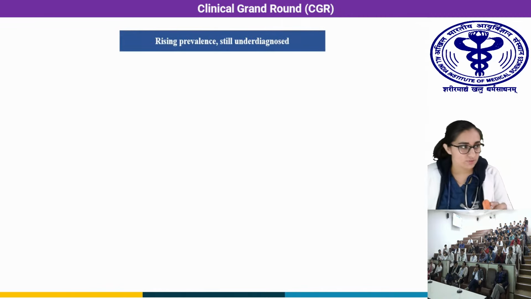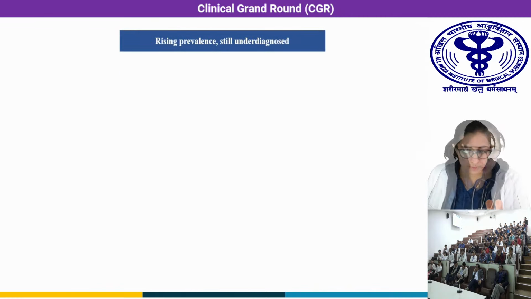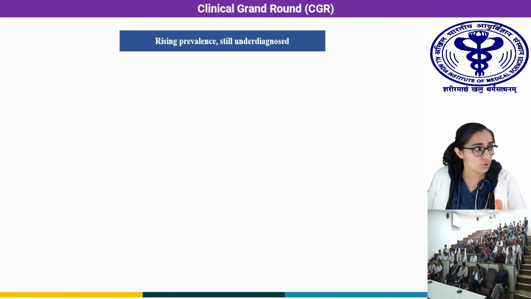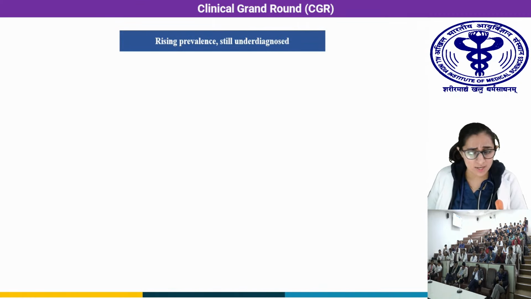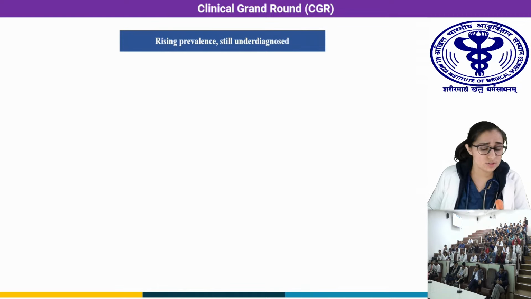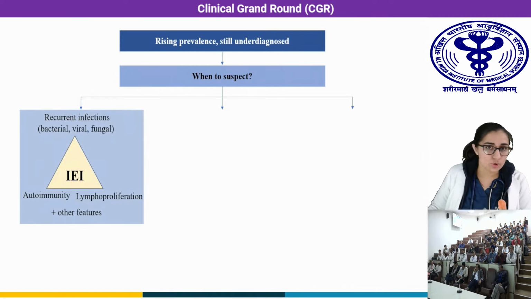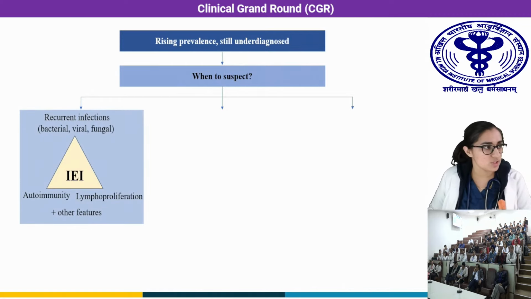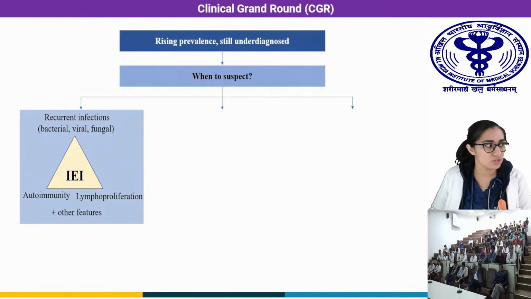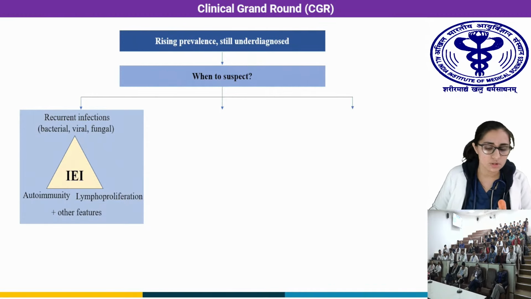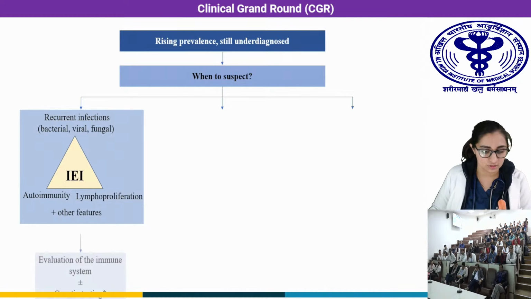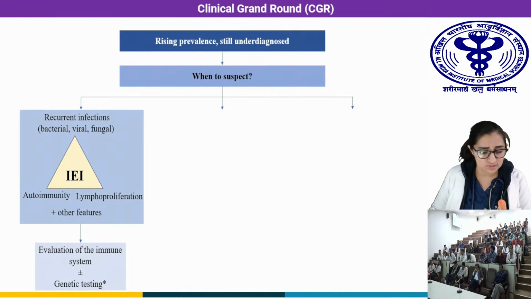So there is rising prevalence of disorders of inborn errors of immunity, autoinflammatory syndromes as well as HLH. And these are not just pediatric disorders, these are also seen in the adult population commonly. So when to suspect these disorders? A disorder of inborn error of immunity needs to be suspected when a patient presents with recurrent infections. Apart from that, the patient can have features of autoimmunity or lymphoproliferation or syndromic features as discussed earlier. First, we need to evaluate the immune system. If found non-contributory, genetic testing might be helpful.